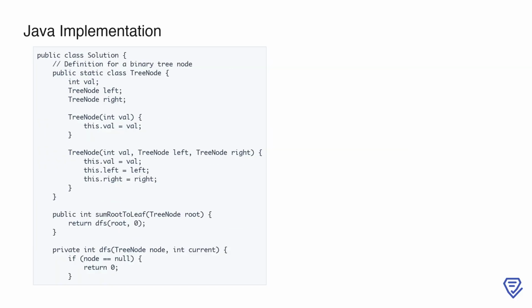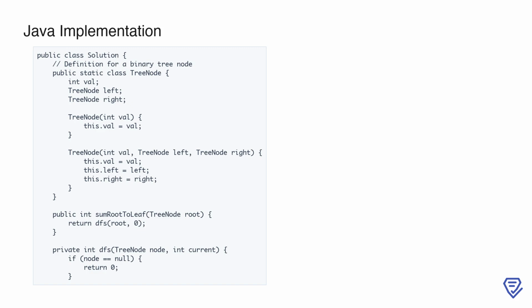Here, we begin by defining the structure of a binary tree node using the TreeNode class. Each node has an integer value, along with references to its left and right children. This provides the foundation for representing our binary tree. Next, we define the main function, SumRootToLeaf, which takes the root of the binary tree as input. This function calls a helper method, DFS, passing the root node and an initial value of 0.